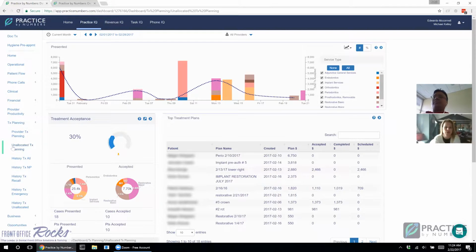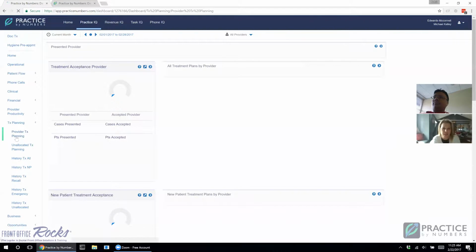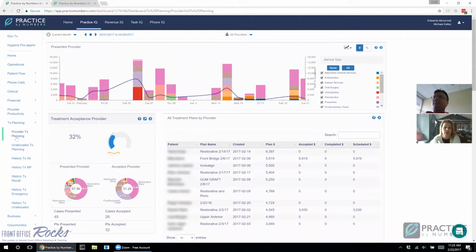Okay, so for those like my office who's just starting to work with Practice by Numbers, we want to make sure we watch that. And our doctors do watch their numbers presented and accepted at the end of the day. So if there's anything in here that goes into unallocated, we want to make sure the right doctor gets a code walked out that will trigger it with Practice by Numbers. Exactly. Okay.